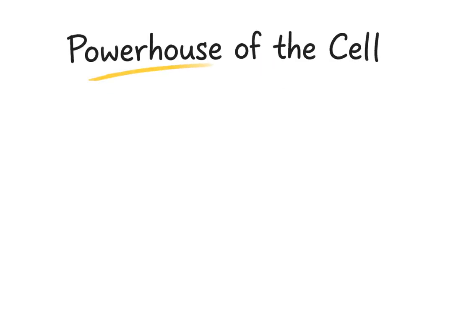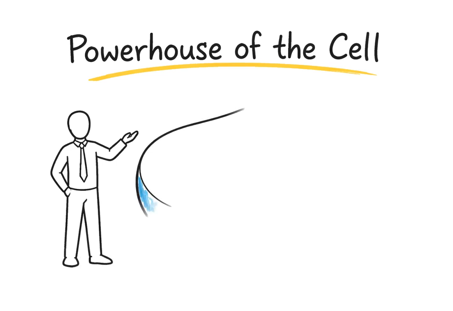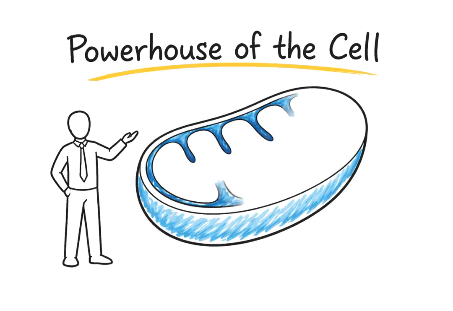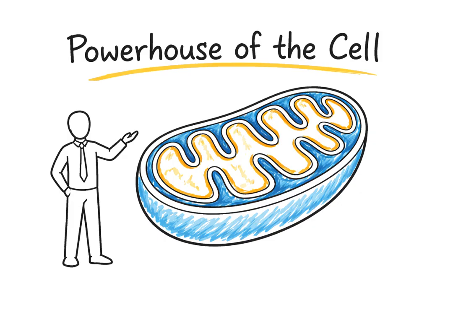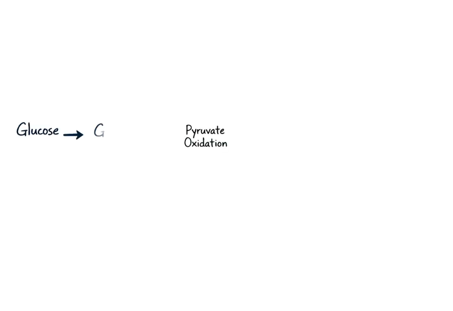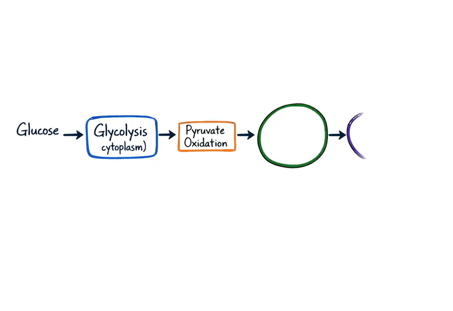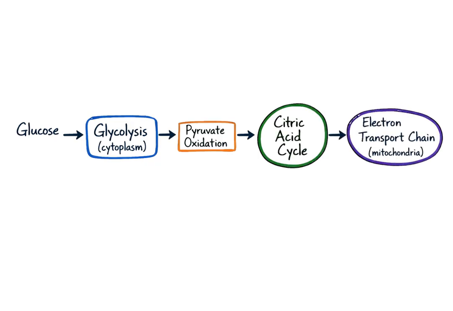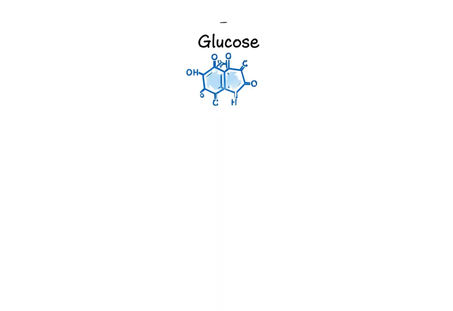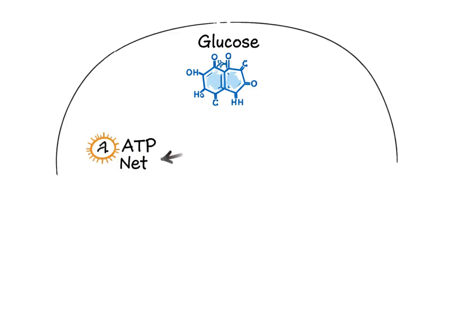Most cellular respiration occurs in the mitochondria, often called the powerhouse of the cell, where glucose is broken down to produce a large amount of ATP. Cellular respiration has 4 main stages: glycolysis, pyruvate oxidation, the citric acid cycle, and oxidative phosphorylation, which includes the electron transport chain. Glycolysis, the first stage, happens in the cytoplasm.